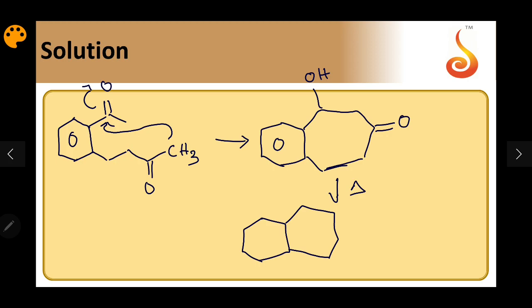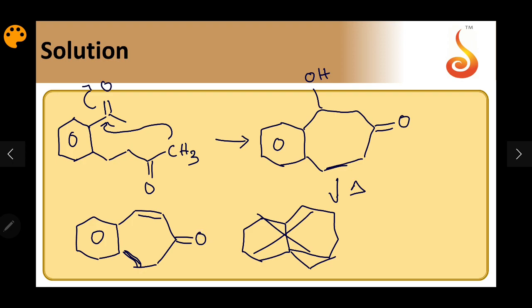Okay, sorry, why did it become 6-membered? I'll write here: 1, 2, 3, 4, 5, 6, 7. This is joined. Ketone will be here, double bond will come here, ketone will come here. This is the product. So this is minor: the 7-membered ring will be minor, and the 5-membered ring will be major.